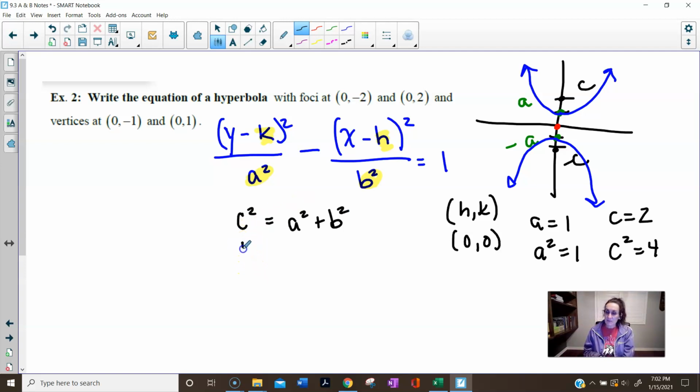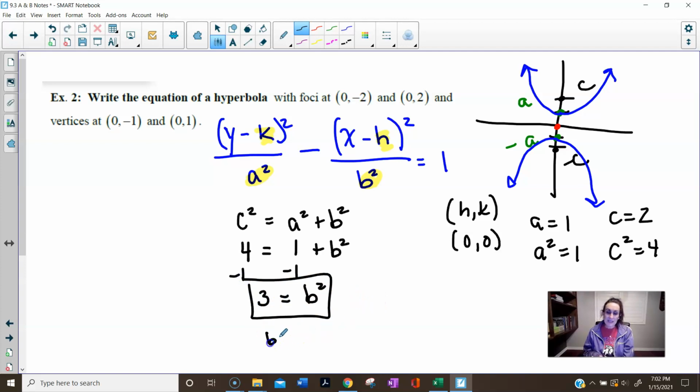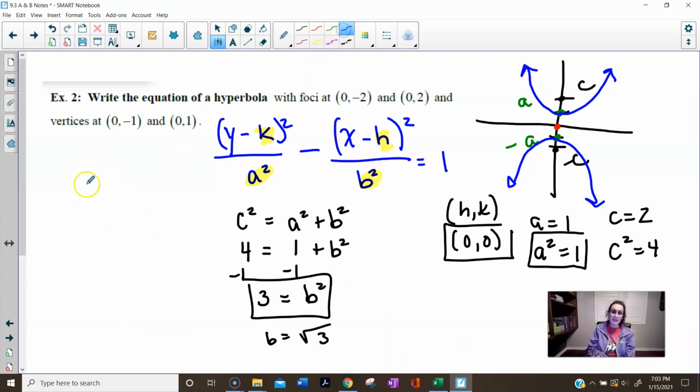c squared happened to be 4. So 4 is equal to 1 plus b squared. So now I can subtract the 1, and b squared is equal to 3. Now here's the deal. I know that b is equal to the square root of 3, but I'm not going to use it. I'm only going to use the b squared and the a squared and the h and the k. So h and k are 0, 0, so I don't have to worry about those. So now I am ready to write the equation.